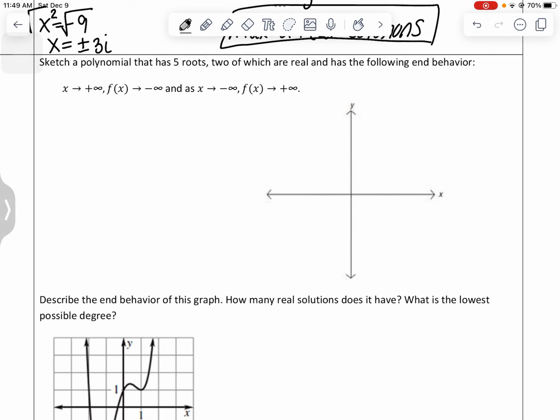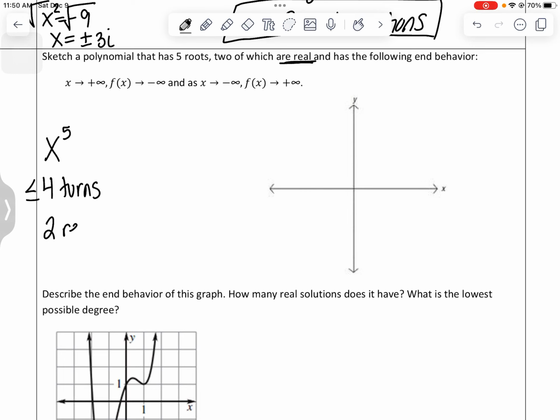Sketch a polynomial that has 5 roots, 2 of which are real, and that has the following end behavior. So I want you to sketch a degree of 5, so x to the 5th, which means you can have up to 4 terms.